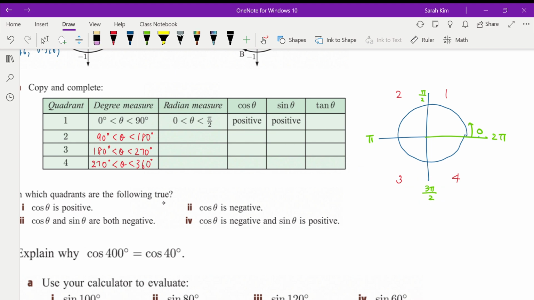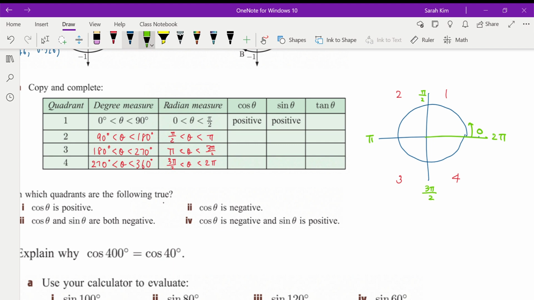Those numbers, I encourage you to remember: 0, pi over 2, pi, 3 pi over 2, and 2 pi as well. It's like the 90 degrees, 180 degrees, 270 degrees, 360 degrees. We use those quite often. So first quadrant, 0 to pi over 2. Second quadrant is going to be pi over 2 to pi. Next one is going to be pi to 3 pi over 2, and my final one is going to be 3 pi over 2 to 2 pi.